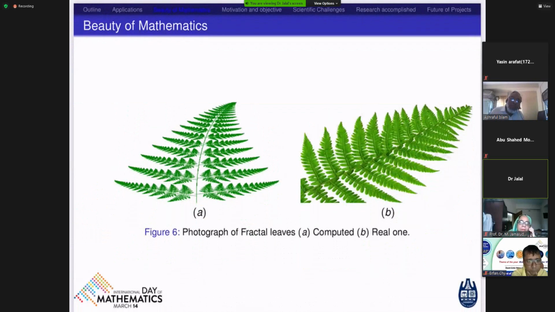Now this is the fractal leaf. In Bengali we call it deki shak, deki pata. The first one, figure A, is drawn using a very simple computation in MATLAB. And the second one is the real figure. So you see how mathematics can analyze the real beauty of nature.